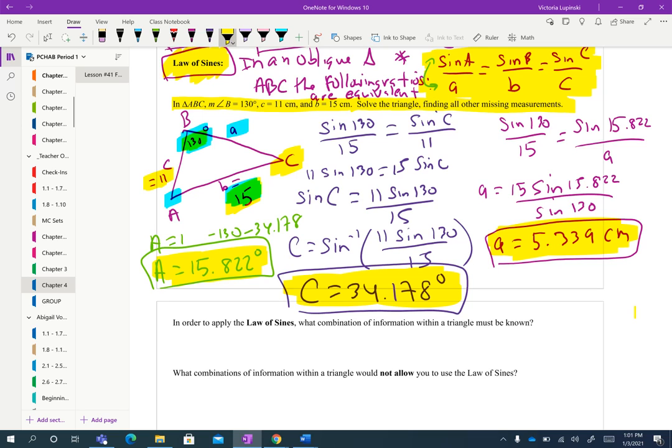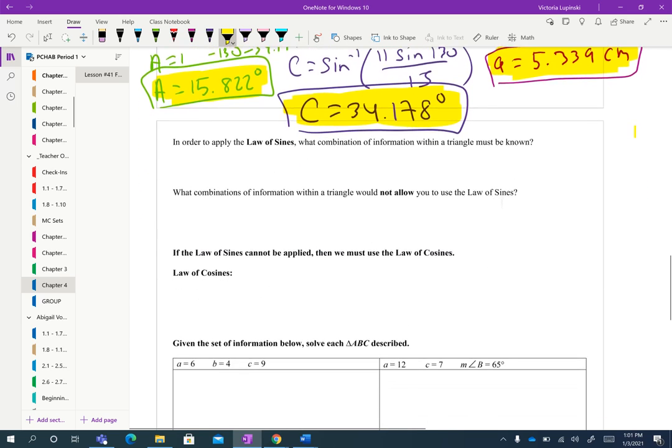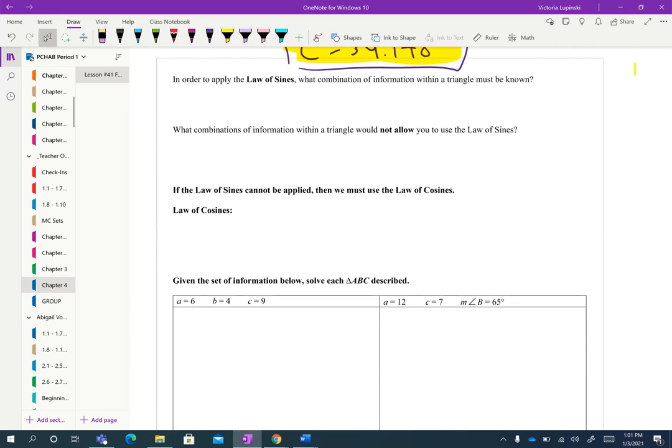So the law of sines is great. It's fantastic. We love it, but it doesn't work all the time. So in order to apply the law of sines, what combination of information do we have to know? It turns out that in order to use the law of sines, we have to know an angle and the side across from that angle. So that's what we have to know in order for the law of sines to work.